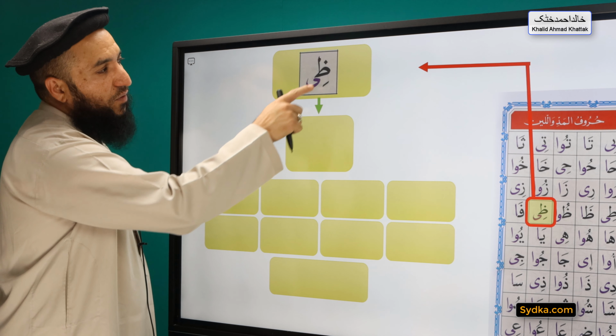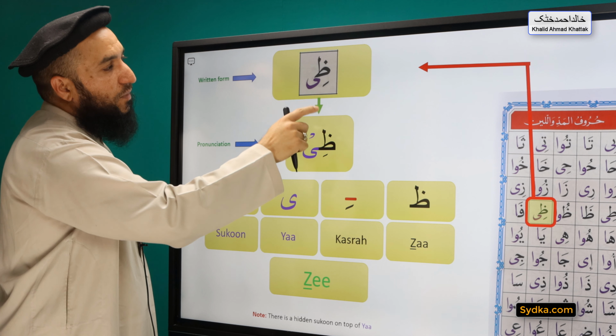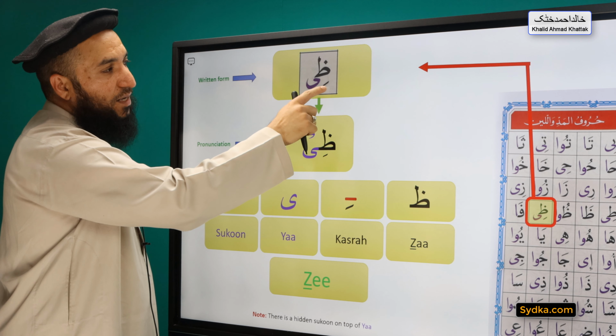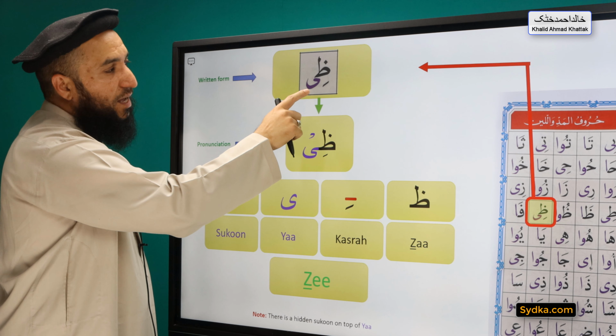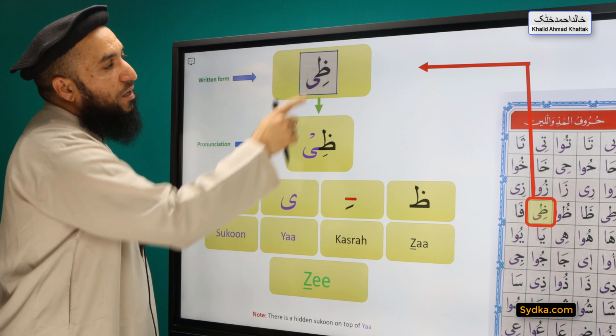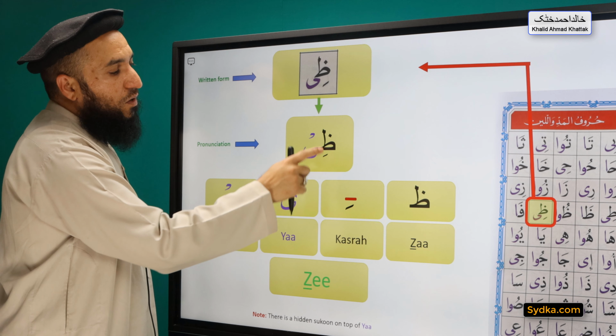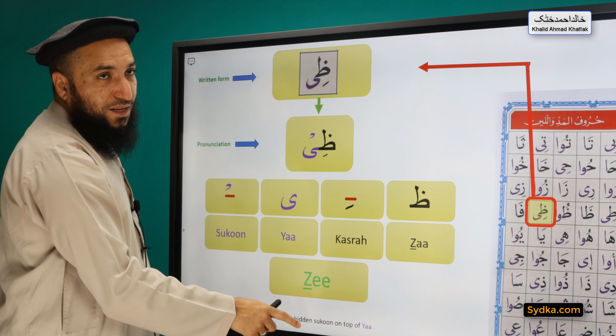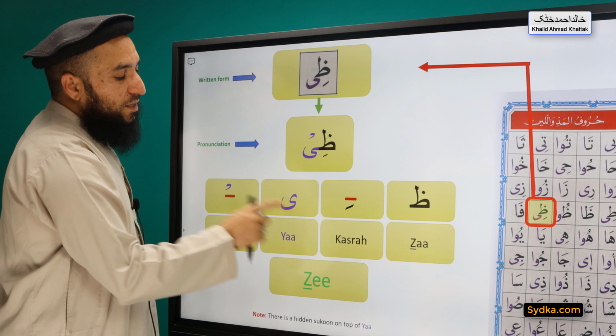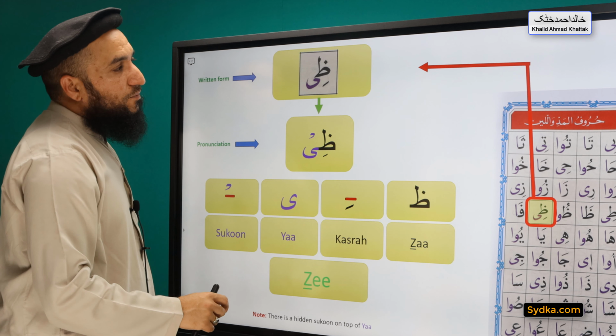The next syllable we have is Dha kasra ya sukun. Dha is a heavy letter. It has kasra underneath, followed by ya, and ya has hidden sukun. Dha kasra ya sukun. Dhi.